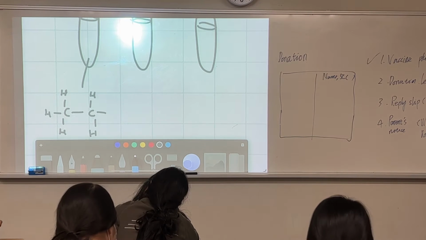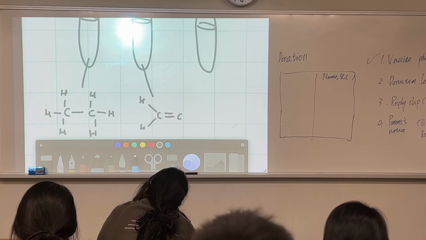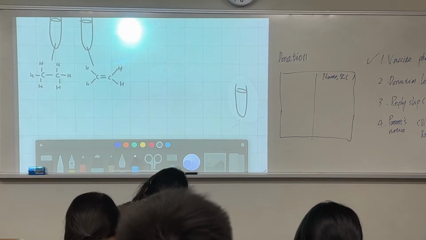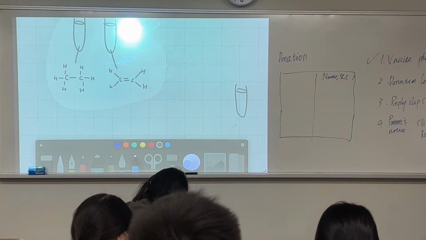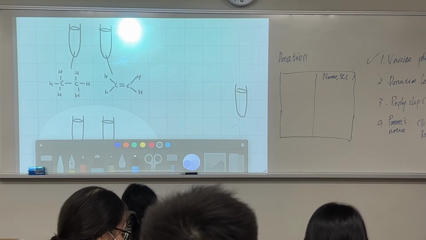So if we have C3H6, if we have C2H4 in here, which of these will turn bromine water, will turn bromine from orange to colorless in the dark? In the dark. What do you think? Double bond. Only the one with double bond.